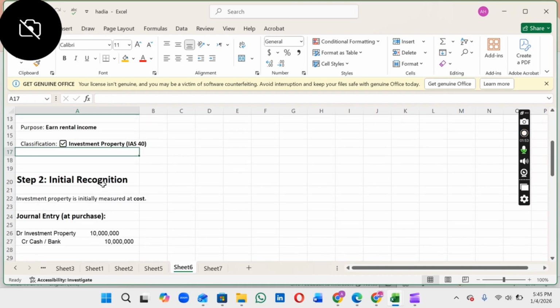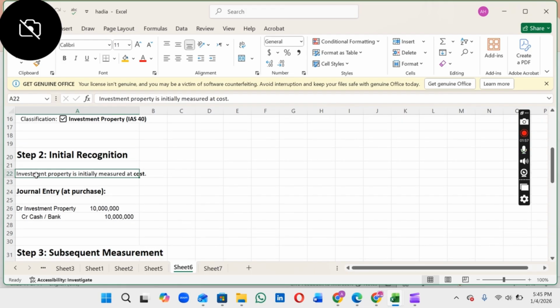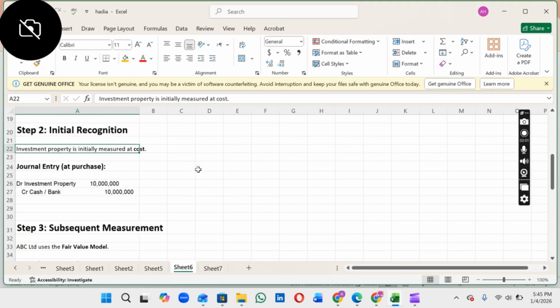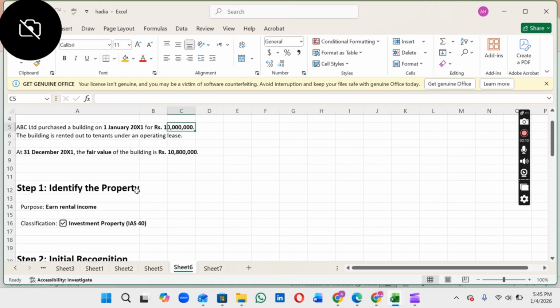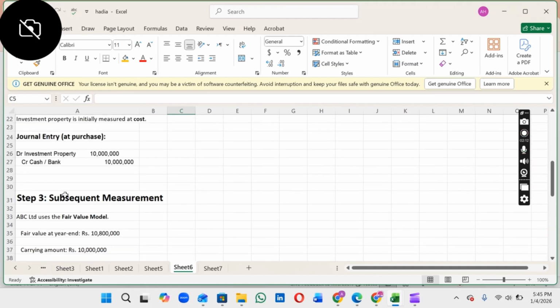The second thing which we need to do is its recognition. Initially, we know that investment property is recognized at cost. And how will we pass our journal entry? We will debit the investment property and credit the cash and bank with a 10 million amount, as we mentioned in our question.